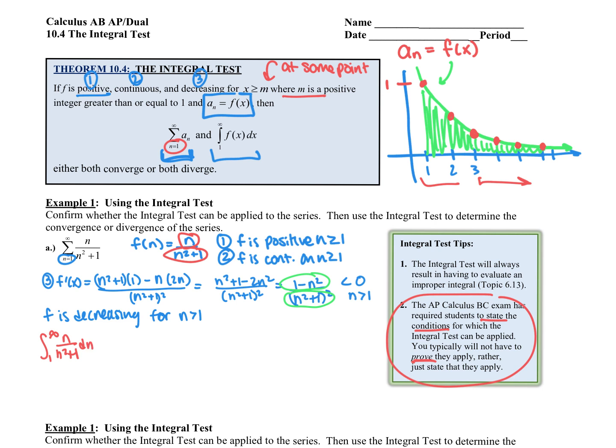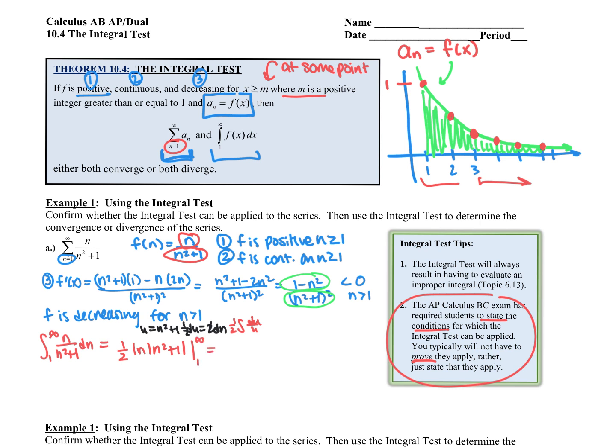Again, if you want to switch to x's, you can switch to x's. All right, so this will be a pretty easy u sub for finding the antiderivative here. If we use u equal to n squared plus 1 and du equal to 2 dn, divide by 2. So then we'll end up with 1/2 du over u. So this is going to just be 1/2 ln of n squared plus 1. And then we'll evaluate that from 1 to infinity.